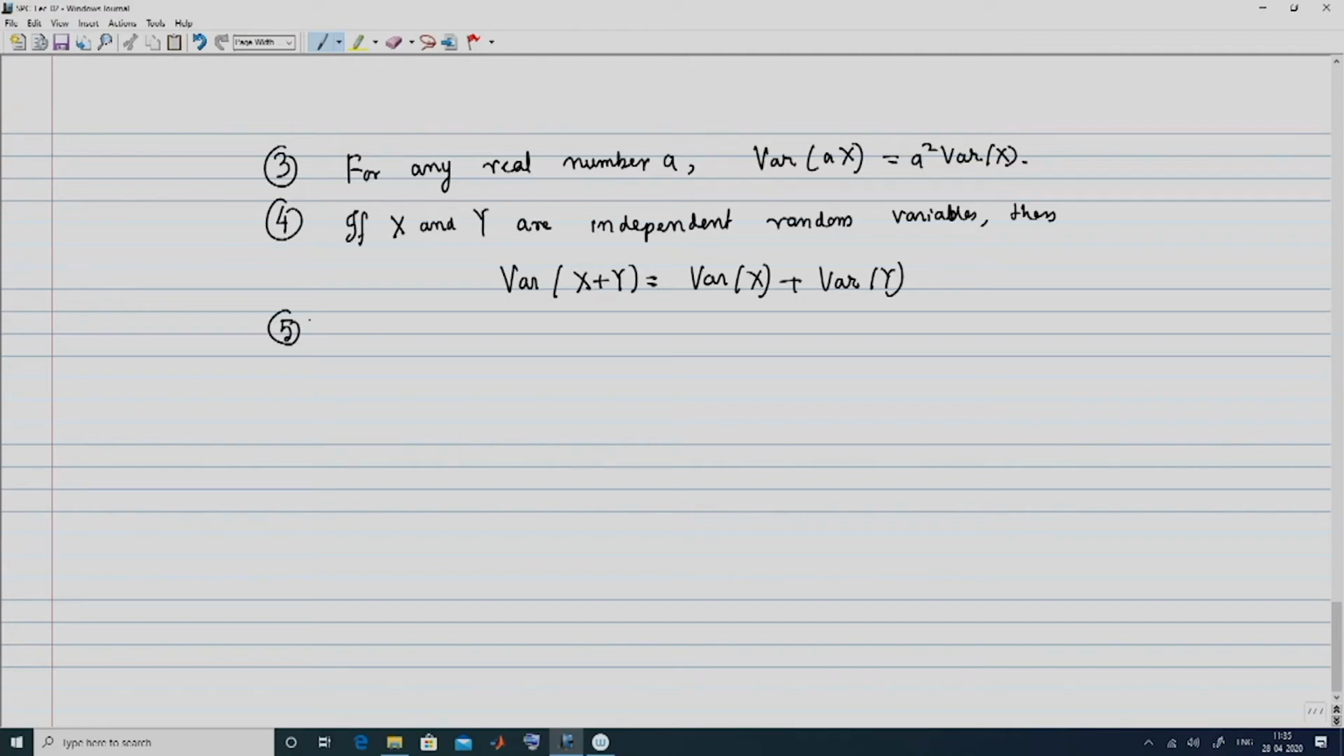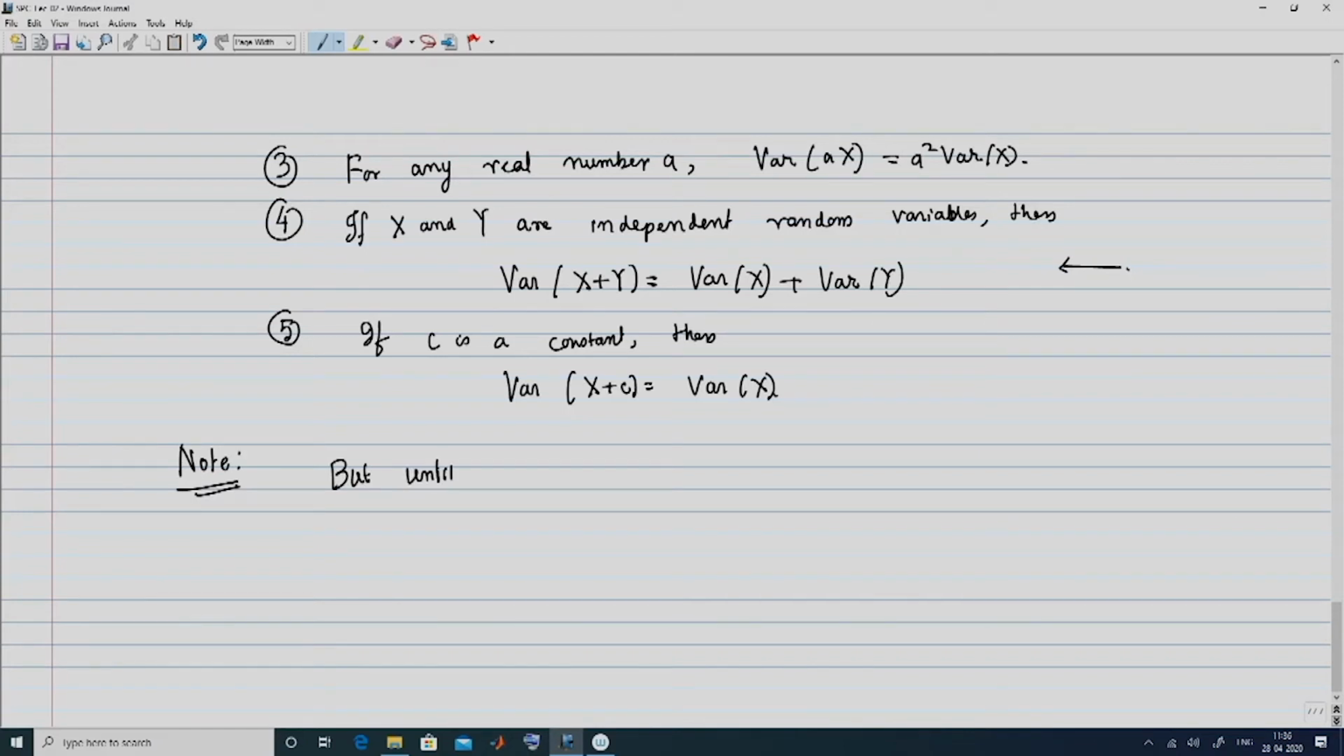And finally, if c is a constant, then the variance of its scaling, that is variance of x plus c, is simply going to be the variance of x. I leave the proof as an exercise, just make use of the definition in order to prove them. Now, I just want to revisit something in the context of this fourth property and make an observation of how variance is distinguished from expectation in terms of one property.